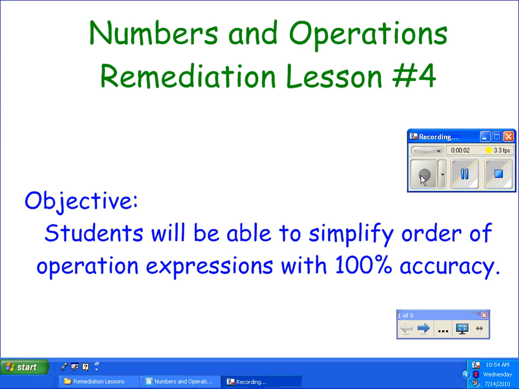Hello, welcome to Remediation lesson number 4 for numbers and operations. The objective for this lesson is that students will be able to simplify order of operation expressions with 100% accuracy.